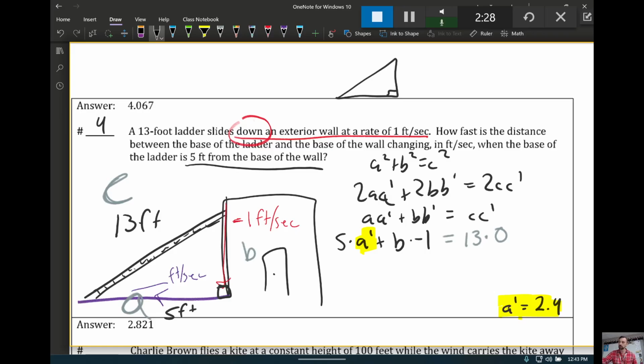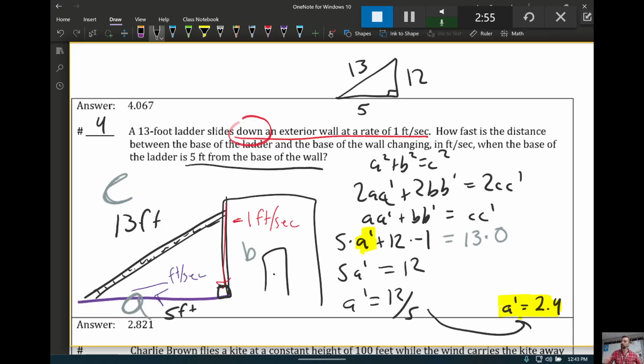where this is 5, this is 13. You can use Pythagorean theorem to figure out that this is 12, or you can just memorize your Pythagorean triples. So B is 12. So I could add this over. This was 0, but when I add this over, this is 12. So A prime comes from 12 fifths, also known as 2.4.